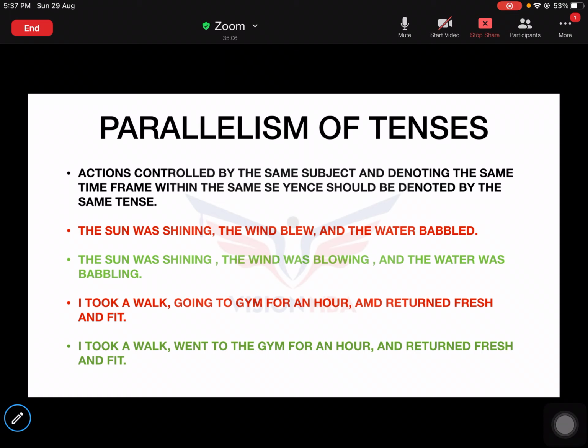So, okay, let me give you the brief of it. Actions controlled by the same subject and denoting the same time frame within the same sentence. Okay, once again, there is a typing error.